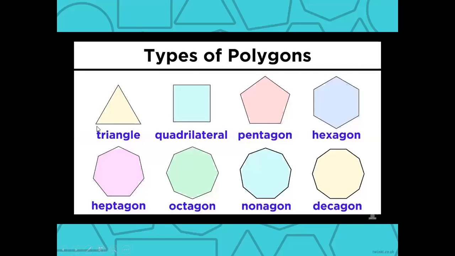We have the first polygon, which is formed by joining 3 lines. We call it a triangle. Remember, we have different types of triangle. We have the isosceles triangle, equilateral triangle, the right angle triangle, and then the scalene triangle. They are being bound by 3 straight lines, and the name of that polygon is a triangle.